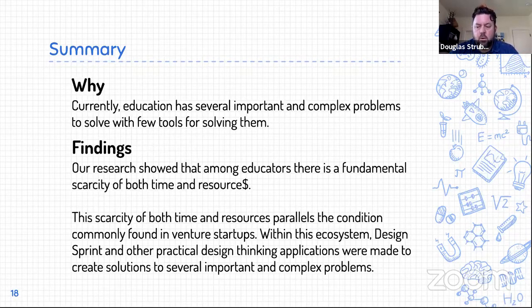And there was an interesting correlation there that this lack of time and finances parallels a common condition in venture startups, which is an ecosystem that brought design sprints and practical applications for design thinking to the fore. So there's a correlation there that we found that could potentially be rich, fertile ground for design thinking in schools.